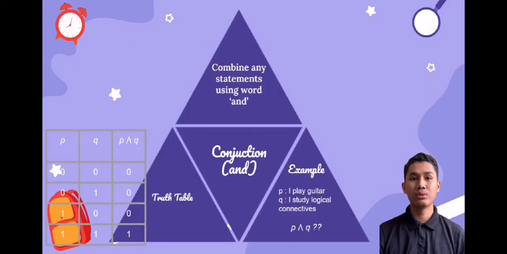Next, conjunction is used to combine two primitive statements using the word "and" to form a compound statement. For example, P: I play guitar. Q: I study logical connectives. So P and Q: I play guitar and study logical connectives. And the true value for conjunction "and" is based on the truth table. If P or Q has the value of 0, then P multiplied by Q will be 0. But if both P and Q have the value 1, then the value of P and Q is 1.